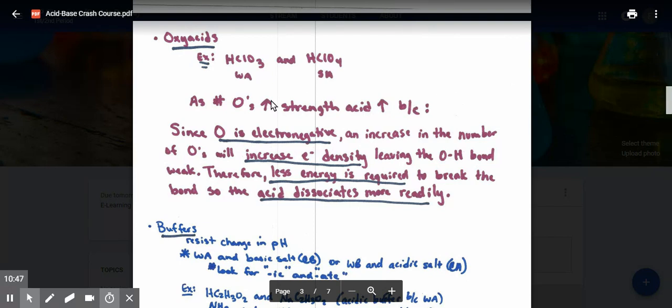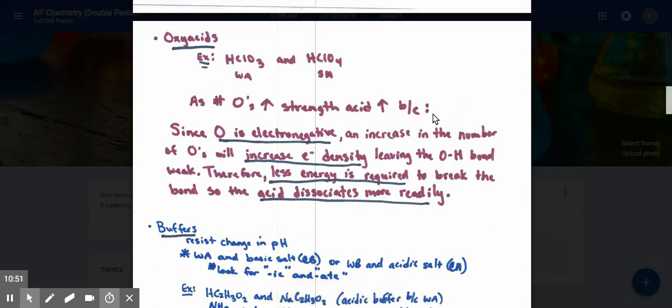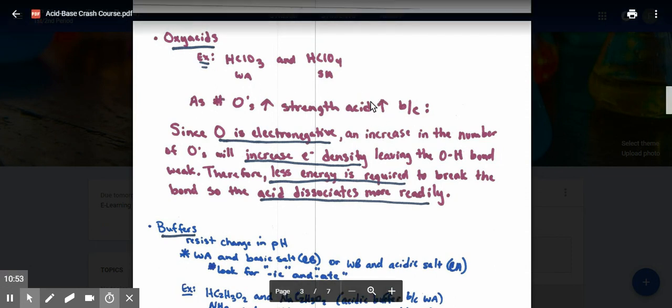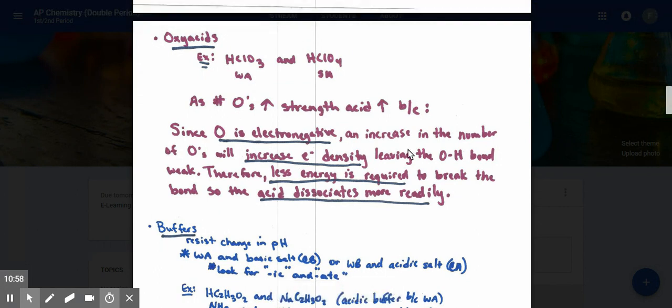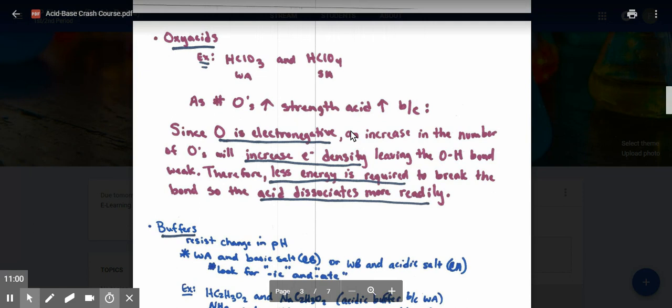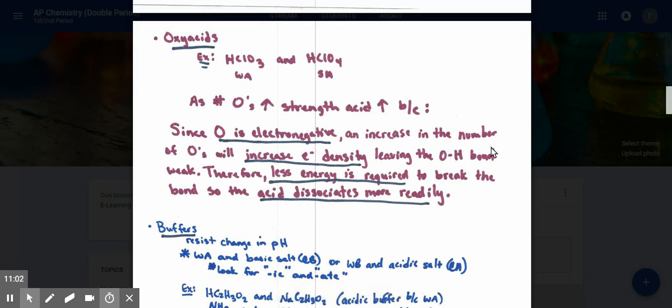So here's the main idea. As the number of oxygens increases, the strength of the acid increases. But we cannot just say that on the free response. We have to understand and justify why. So this is what you need to include. Since oxygen is electronegative, an increase in the number of oxygens will increase electron density.